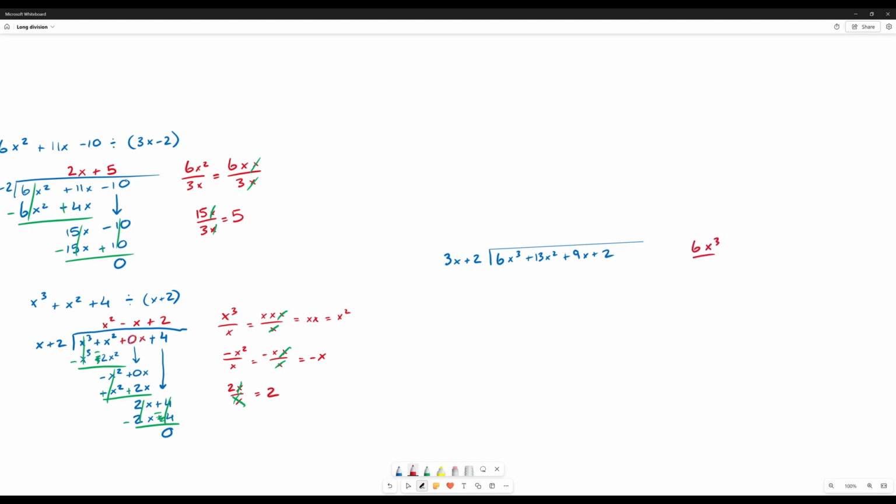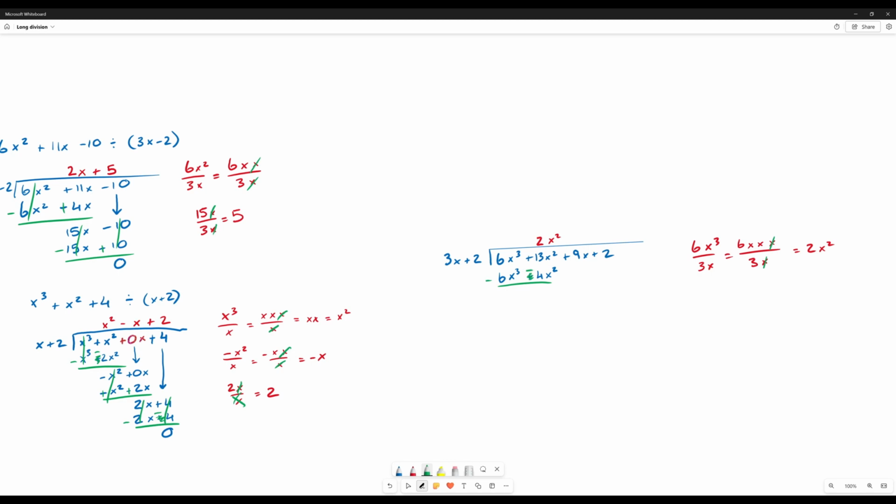6x cubed divided by 3x would be the same as 6xxx over 3x, and that's going to be 2x squared, because one of the x's cancels out. The 6 divided by 3 is 2, and then if there's 2 x's left, we say x squared. So 2x squared. Hopefully you're okay with that. Anything you put on the top, though, has to be multiplied down here. So 2x squared by 3x is 6x cubed. 2x squared by 2, sorry, is 4x squared. You draw a line and change the sign.